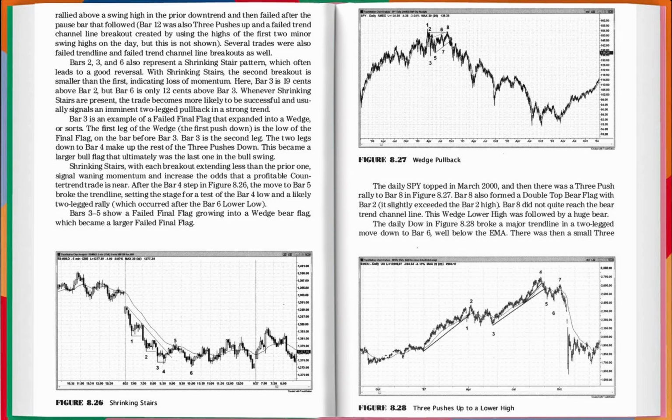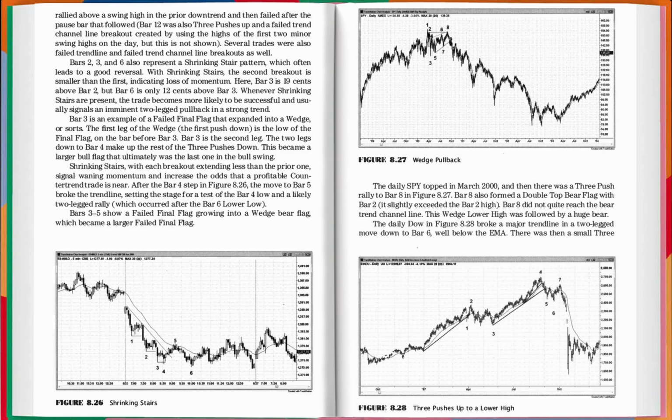Bars 2, 3, and 6 also represent a shrinking stair pattern, which often leads to a good reversal. With shrinking stairs, the second breakout is smaller than the first, indicating loss of momentum. Here, bar 3 is 19 cents above bar 2, but bar 6 is only 12 cents above bar 3. Whenever shrinking stairs are present, the trade becomes more likely to be successful and usually signals an imminent two-legged pullback in a strong trend.